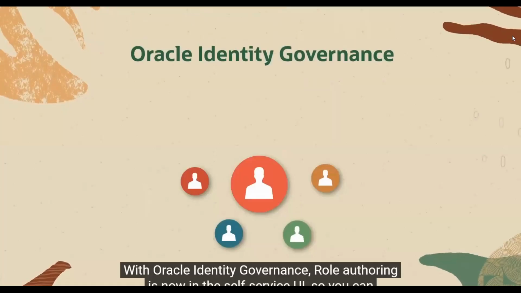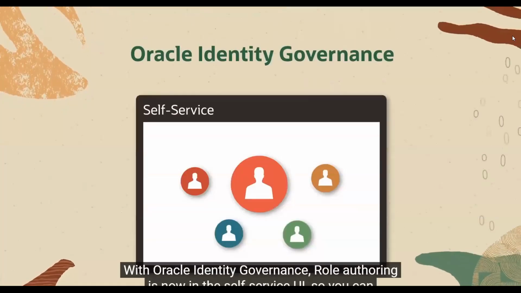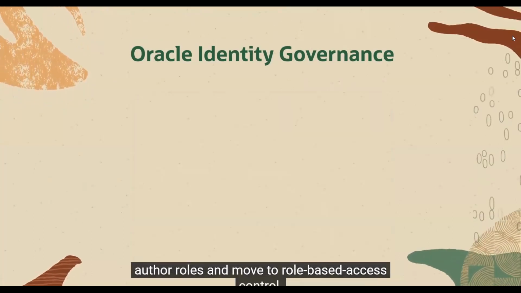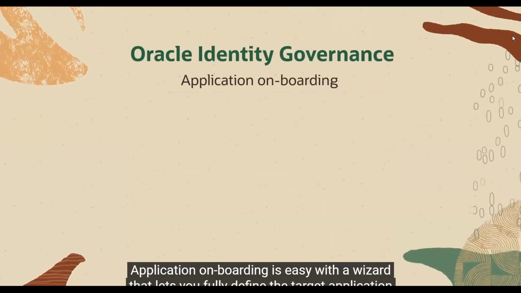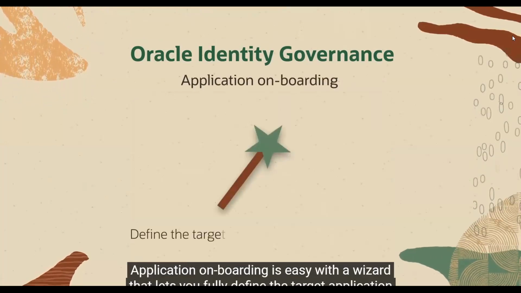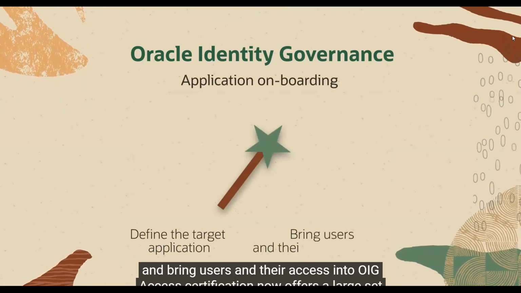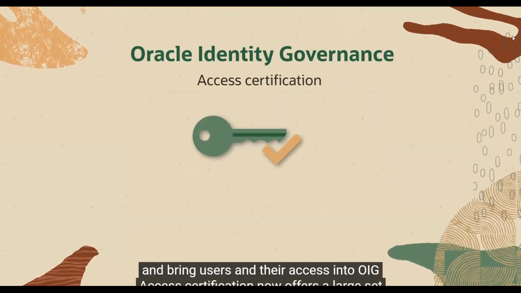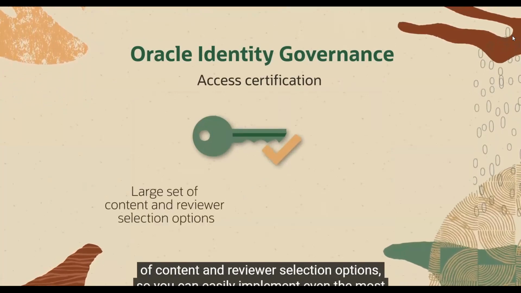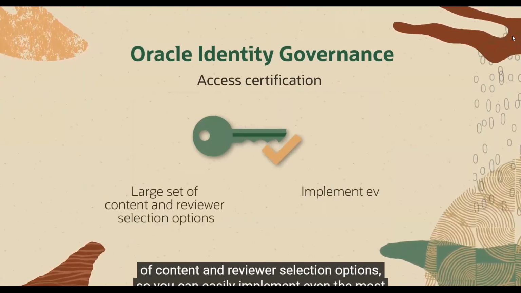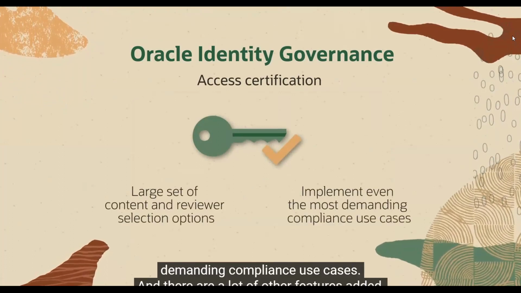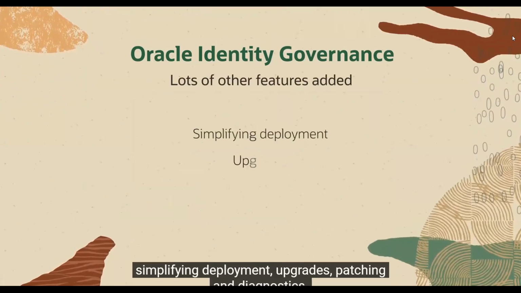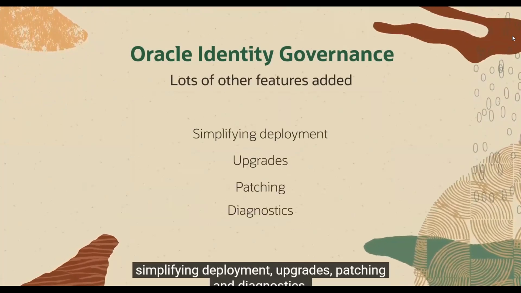With Oracle Identity Governance, role authoring is now in the self-service UI, so you can author roles and move to role-based access control. Application onboarding is easy, with a wizard that lets you fully define the target application and bring users and their access into Oracle Identity Governance. Access certification now offers a large set of content and reviewer selection options, so you can easily implement even the most demanding compliance use cases. And there are a lot of other features added, simplifying deployment, upgrades, patching, and diagnostics.